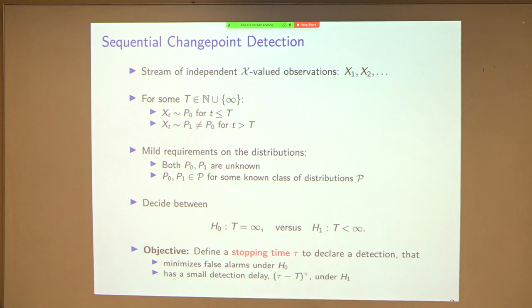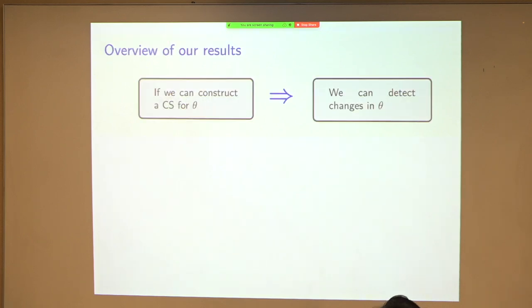So for example, all bounded distributions or all sub-Gaussian distributions, or something of that kind, some big class script P, we just know they lie in that. And so we have to decide between essentially was there a change point or was there not, and we want to define a stopping time to declare a change that, as we discussed before, has a large average run length and small detection delay.